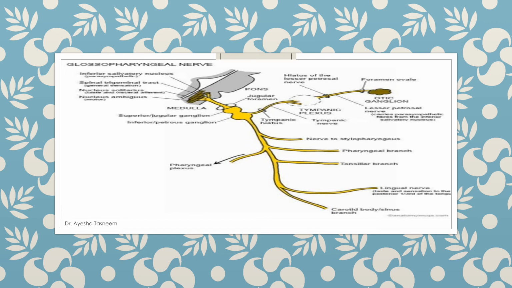This is again a very good picture of the schematic diagram and course of the glossopharyngeal nerve. Here is the tonsillar branch. The tonsillar branch joins with the lesser palatine nerve and forms the plexus. The plexus supply the tonsils, soft palate, and palatoglossal arches.